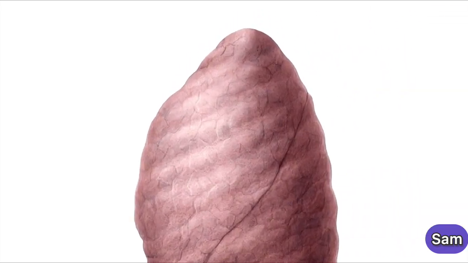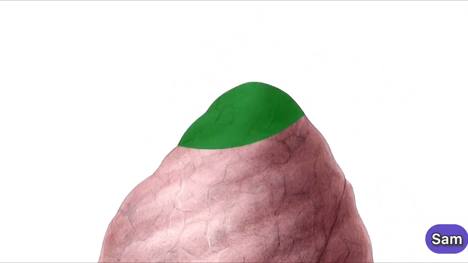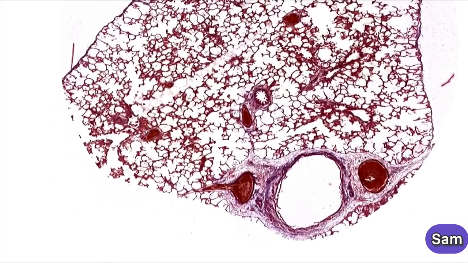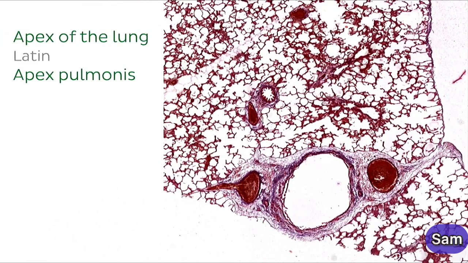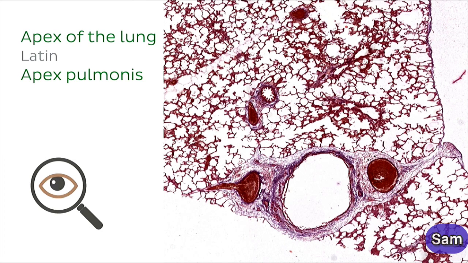In this tutorial, we'll be looking at a histological slide of the apex of the lung, which is the top of the lung and is the region that we're currently highlighting in green. And now we're going to switch to the histological slide. We chose to show this slide first because we can use it to identify several distinguishing features of lung histology, which will tell us that we're looking at respiratory tissue.